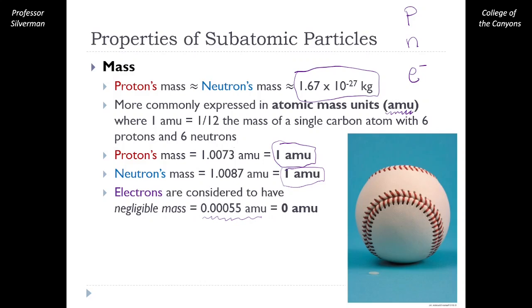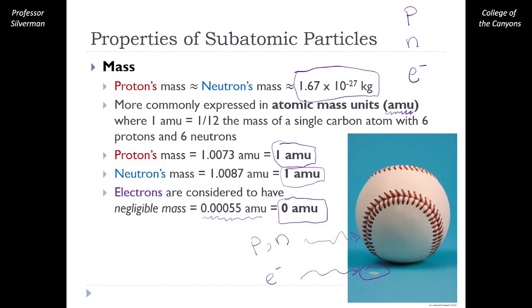Protons and neutrons are orders of magnitude heavier than our electrons. Because of this, we can mostly ignore the mass of our electrons. It's not actually 0, but we can round down to 0 because it's not going to really affect the total mass. Our picture here, if you're thinking about protons and neutrons as the size of a baseball, our electrons would be about the mass of a grain of rice.